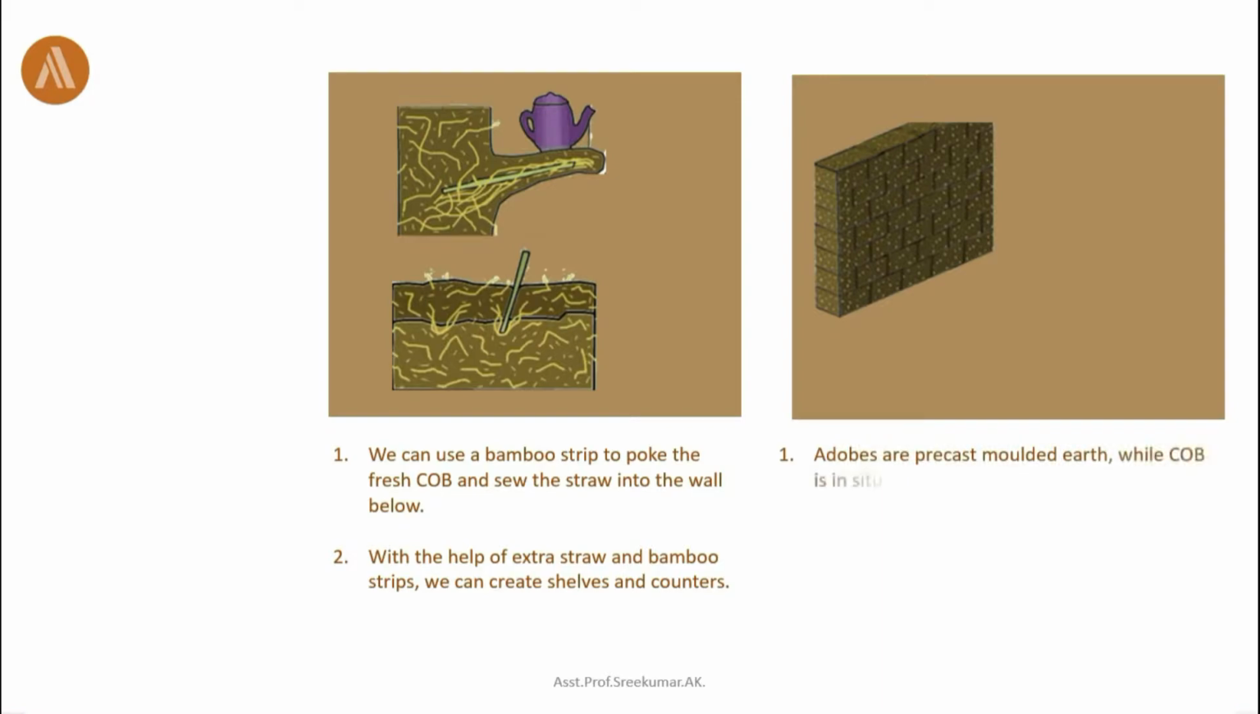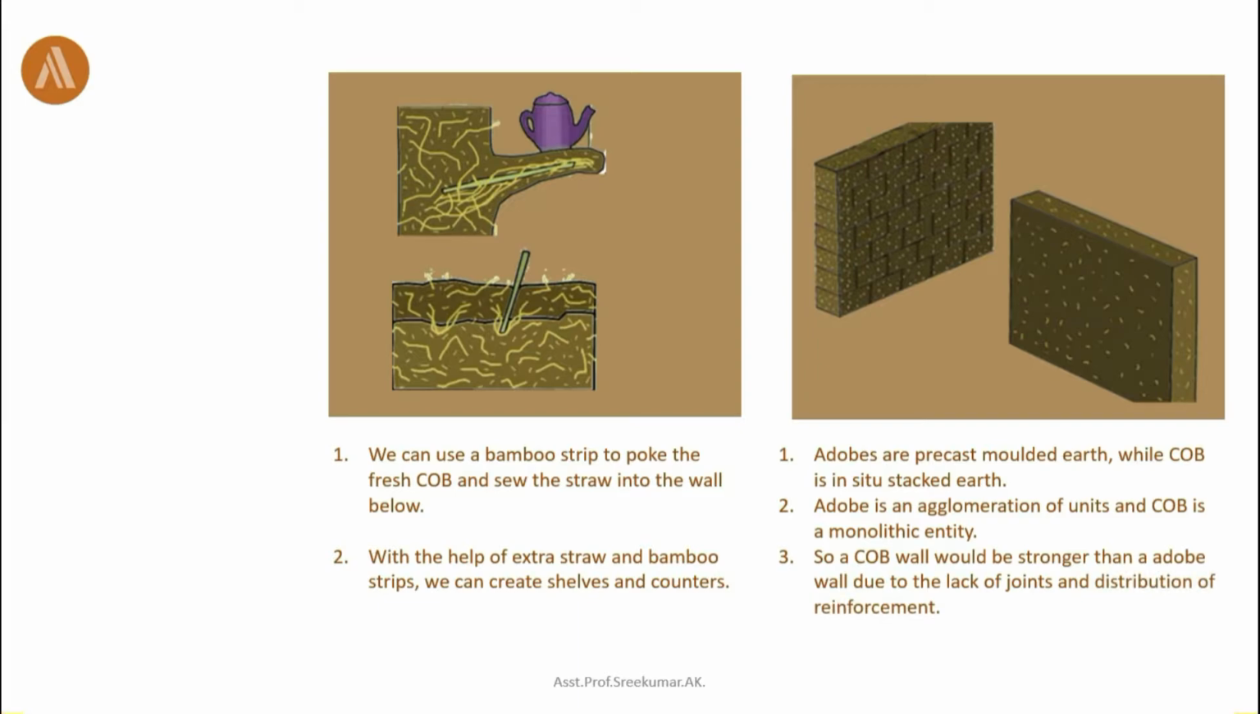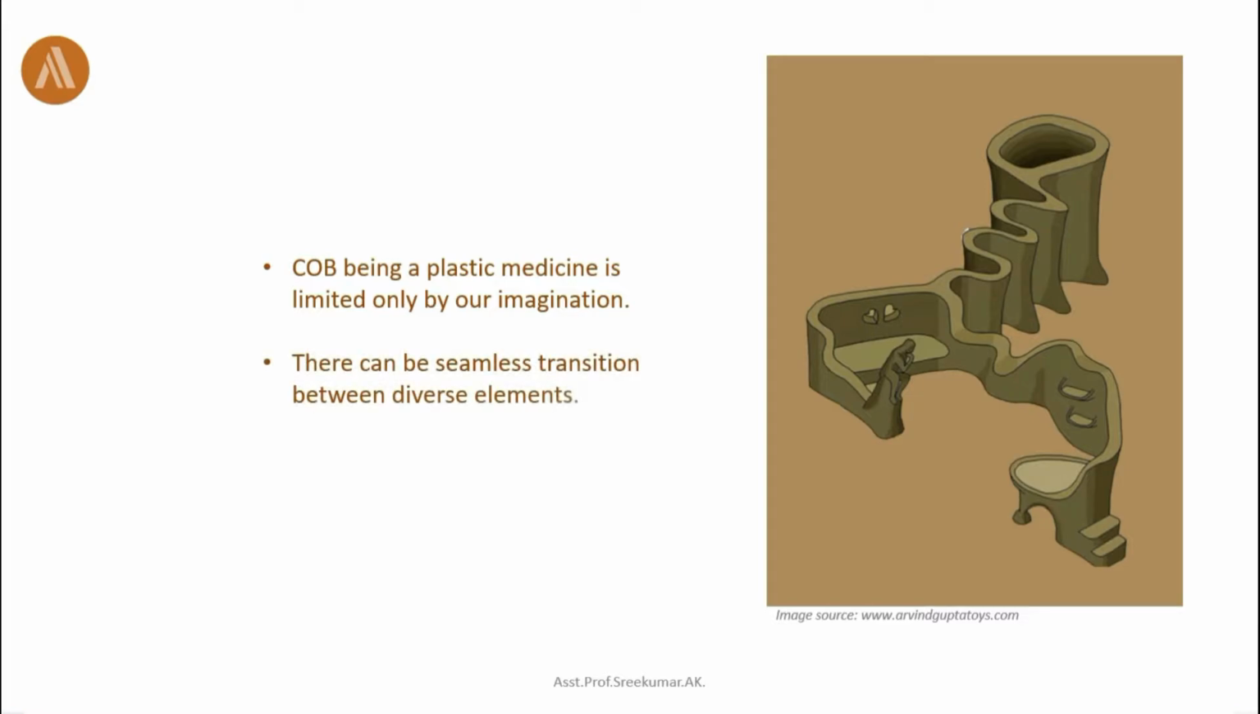Adobes are precast molded earth, while cob is in-place stacked earth. Adobe is an agglomeration of units, whereas cob is a monolithic entity. So a cob wall will be stronger than an adobe wall due to the lack of joints and distribution of reinforcement. Cob, being a plastic medium, is limited only by our imagination. There can be seamless transitions between diverse elements.